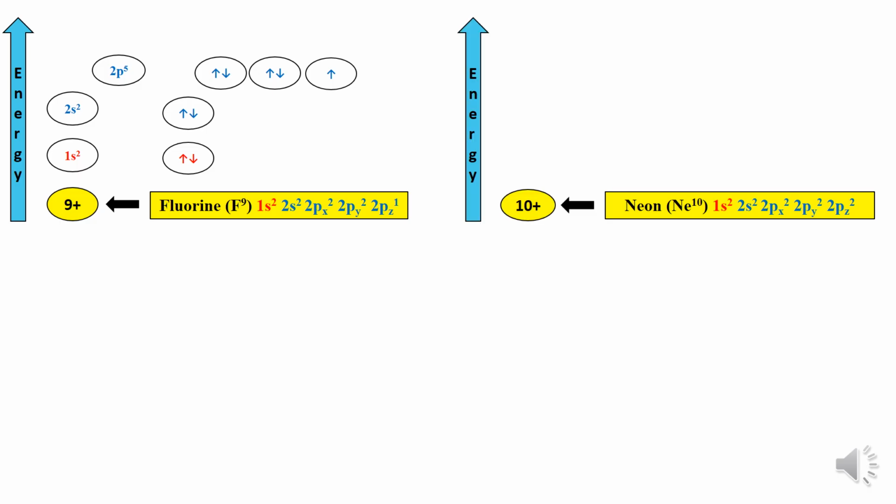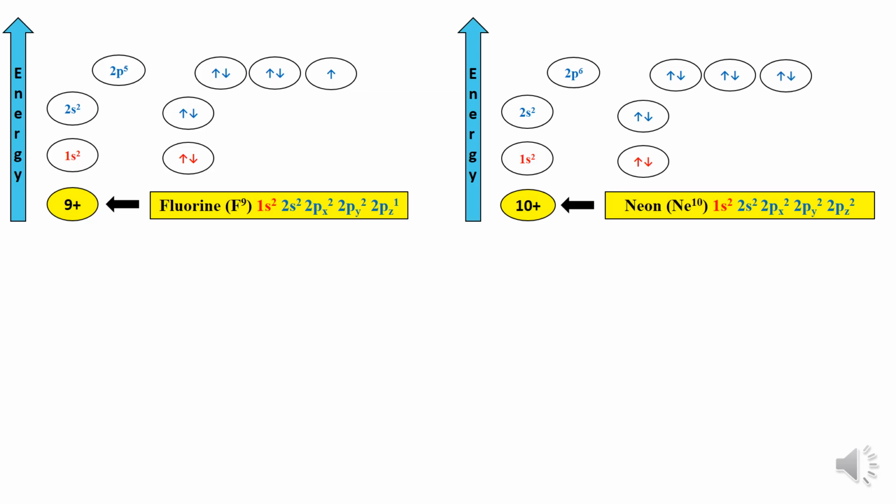Neon, atomic number 10, 10 protons in the nucleus, 10 electrons in their respective shells or energy levels: 1s2, 2s2, 2px2, 2py2, 2pz2. So all the degenerate orbitals are completely filled, with a total of 6 electrons, 2 electrons in each degenerate p orbital.